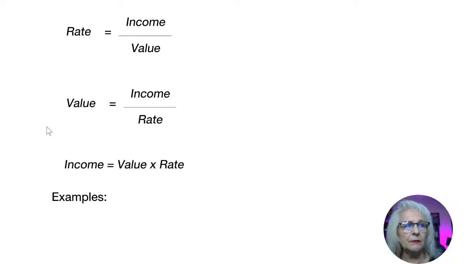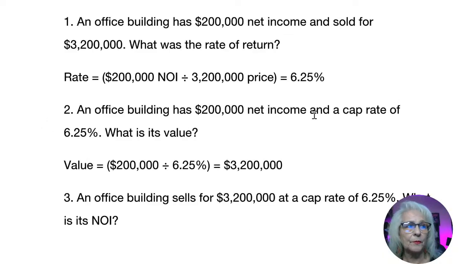So we're using this one, right? Looking for the value. So the value equals 200,000 divided by the rate, convert that to decimal, 0.0625, equals 3,200,000. So investors look at this when they're purchasing property, and so did I when I purchased an apartment complex.